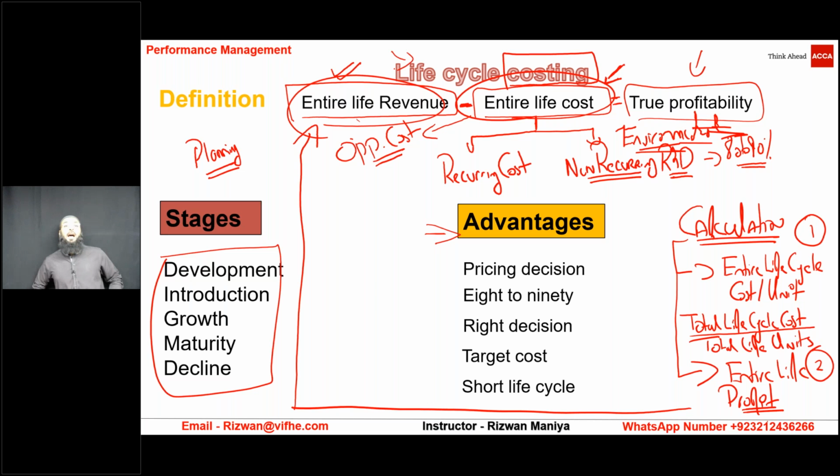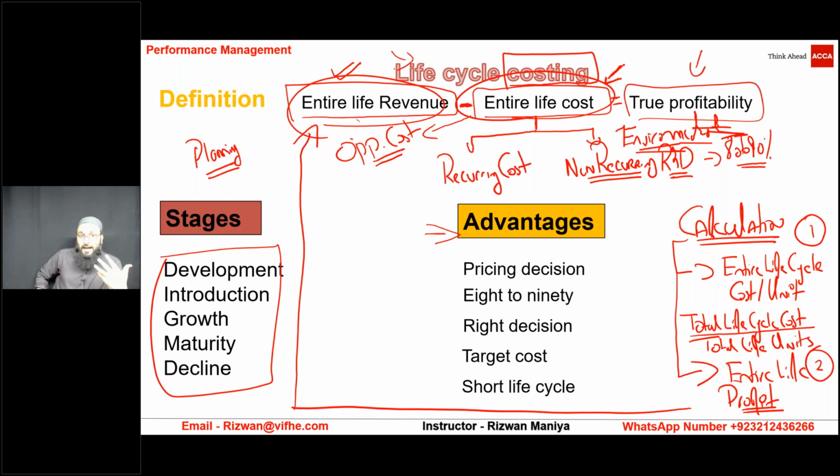So if I ask you what is life cycle costing, what comes to your mind? What should come to your mind after listening to life cycle costing? So listen. The next thing that should come to your mind is that this technique says to accumulate the entire life cycle cost and to accumulate the entire life cycle revenues, and through this you are able to understand the profitability of the product, and all this is done at the planning stage. So that is why we say life cycle costing is a planning technique.